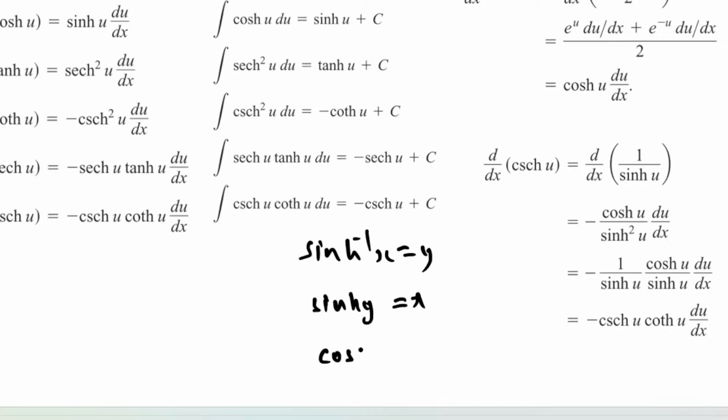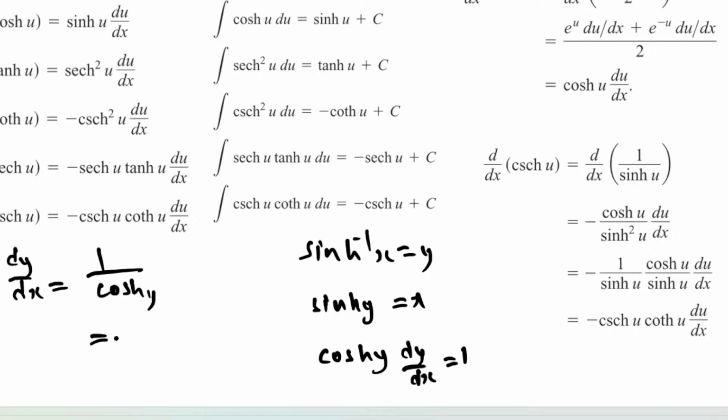That means cos hy dy by dx equals 1, right? That means dy by dx equals 1 by cos hy, which is nothing but 1 by square root of 1 plus sin h square y, which is nothing but 1 by square root of 1 plus x square. Sorry, this is a square root. Understood?